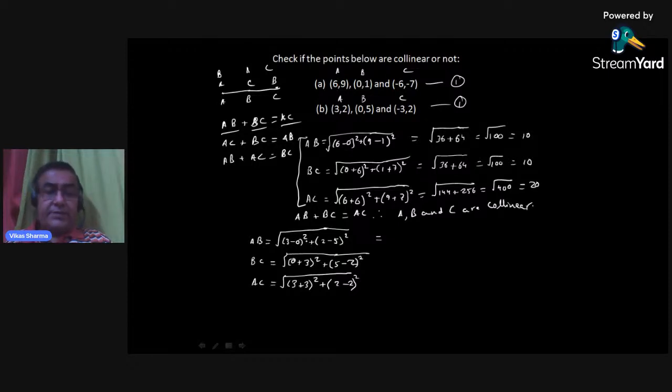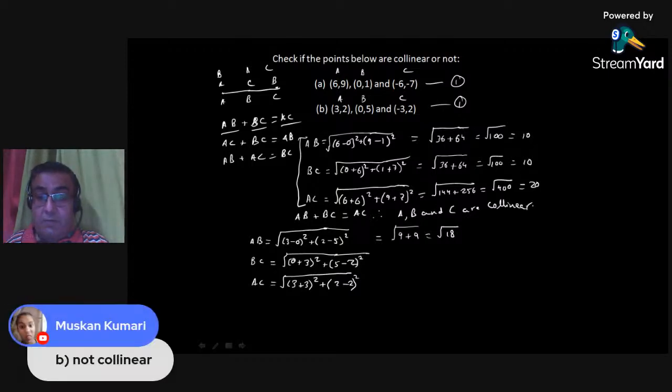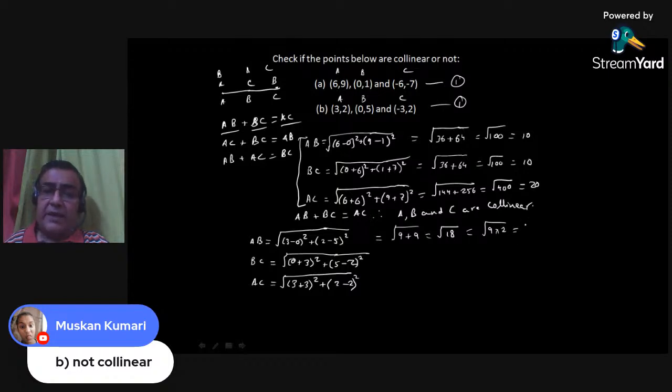So 3 minus 0 is 3. So it will be the square root of 3 square is 9, and 2 minus 5 is minus 3. Minus 3 whole square is plus 9. So that gives me root of 18. Muskan says they are not collinear. Okay, let's see if they're collinear or not. 18 can also be written as 9 times 2, and the square root of 9 is 3, so this can be simplified to 3 root 2. So AB is equal to 3 root 2.